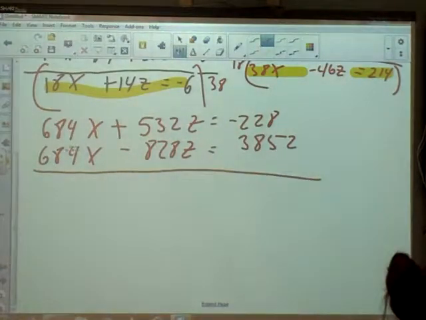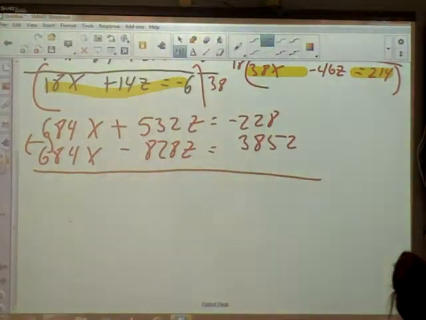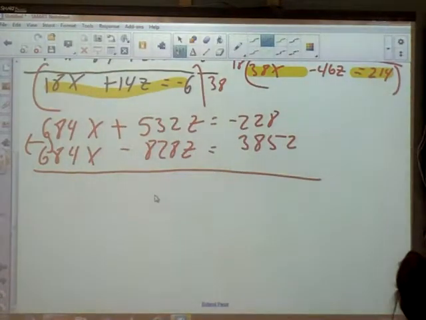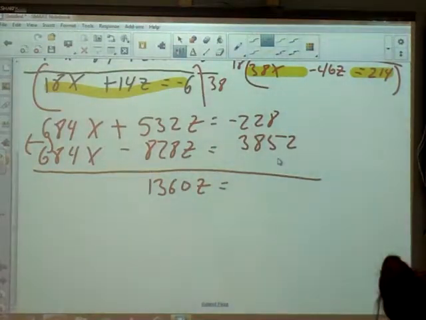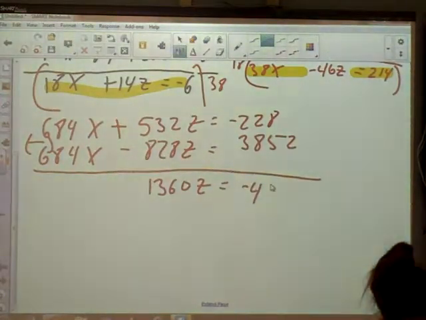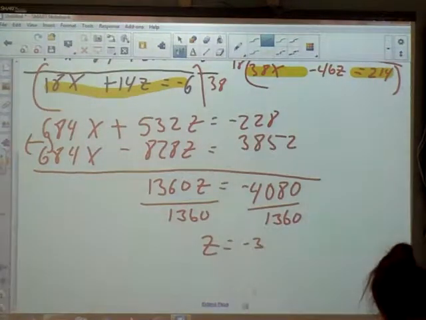Same signs on my x's, so this is a subtraction problem. 684 minus 684 is nothing. He's gone. I'm still going to need some calculator help. 532 minus negative 828. 1,360. Negative 228 minus 3,852. Negative 4,080. Did I write that right? Okay. Divide by 1360. Negative 3. So z is negative 3. All those few mongo numbers, and we ended up with a negative 3.